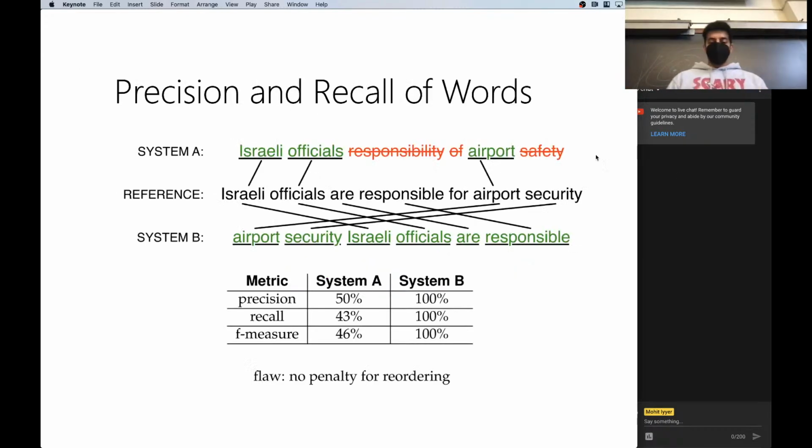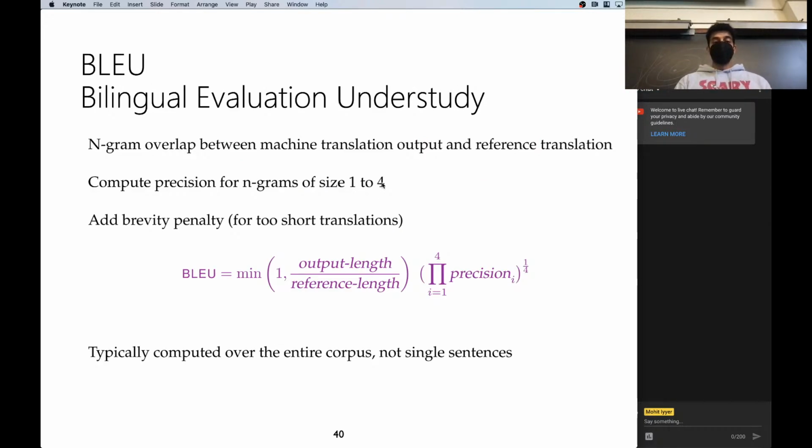So for example here, Israeli officials' responsibility of airport safety. If I look at all bigrams, I would have Israeli officials as one bigram, officials' responsibility, of airport safety, all of these bigrams, and I would just compute the precision of them compared to my reference. In the BLEURT, we use n-grams from size 1 to 4. So the maximum phrase length we're considering when computing the precision is 4.